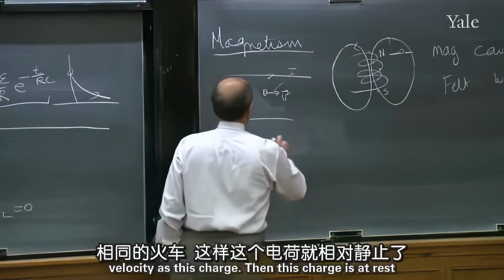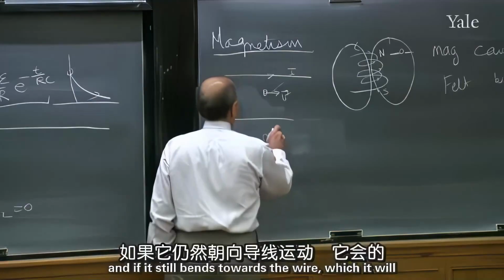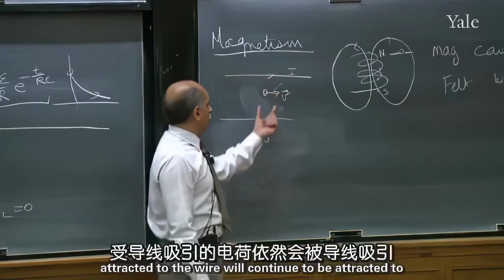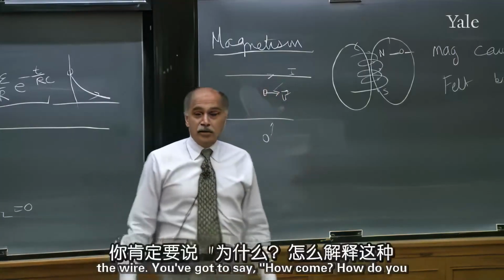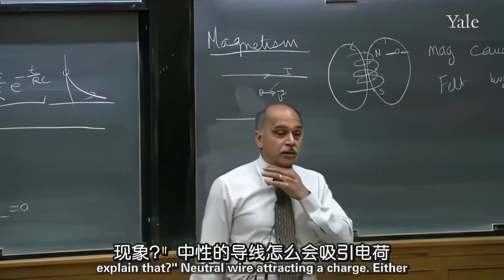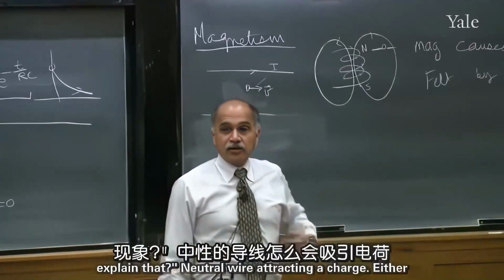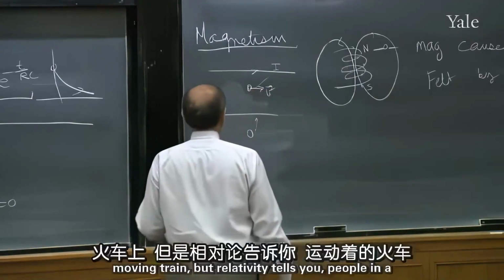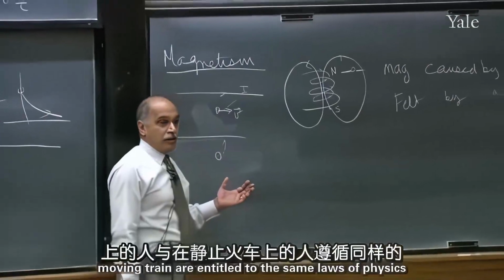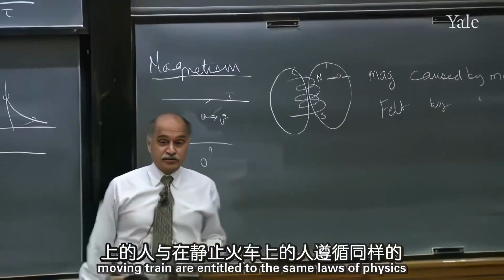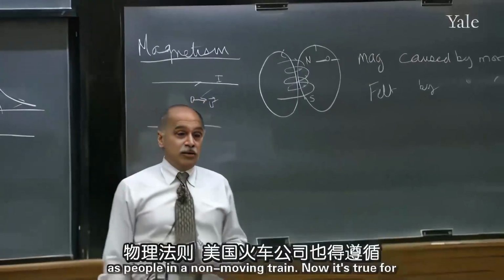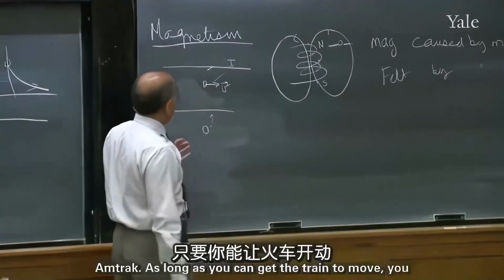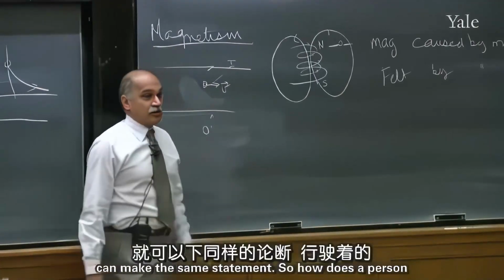Then this charge is at rest, and if it still bends towards the wire, which it will, you agree that if you go on a moving train, a charge attracted to the wire will continue to be attracted to the wire. You got to say, how come now? How do you explain that? Neutral wire attracting a charge. Either you can say, well, it's all happening because you're in a moving train, but relativity tells you people in a moving train are entitled to the same laws of physics as people in a non-moving train. Okay. Now, it's true for Amtrak. As long as you can get the train to move, you can make the same statement.